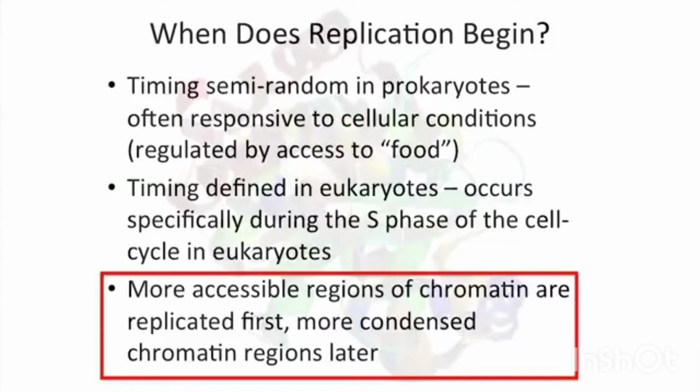The timing of replication in eukaryotes is also affected by packaging of the chromosomes. Remember that areas of chromosomes are packed differently, and that there are very tightly packed regions of DNA and regions of DNA that are looser. The more accessible regions are replicated first, and the more dense regions of chromatin are replicated last.